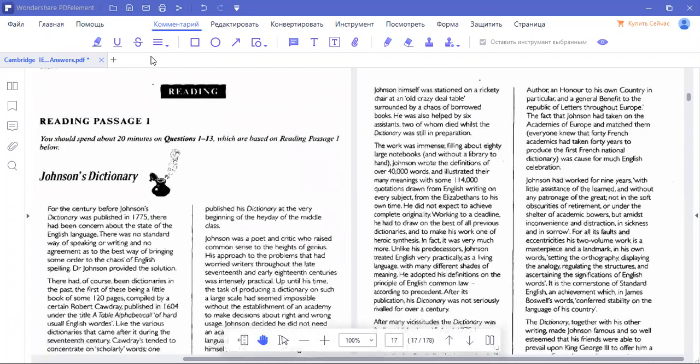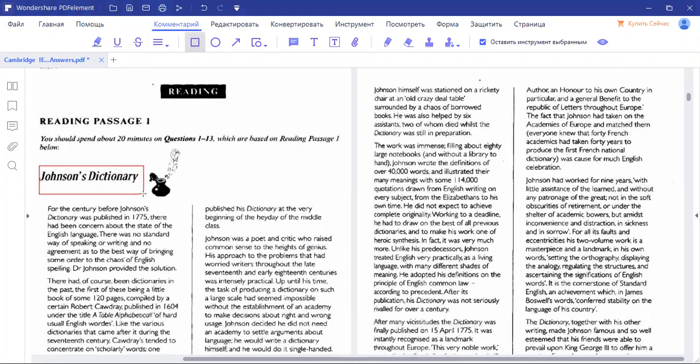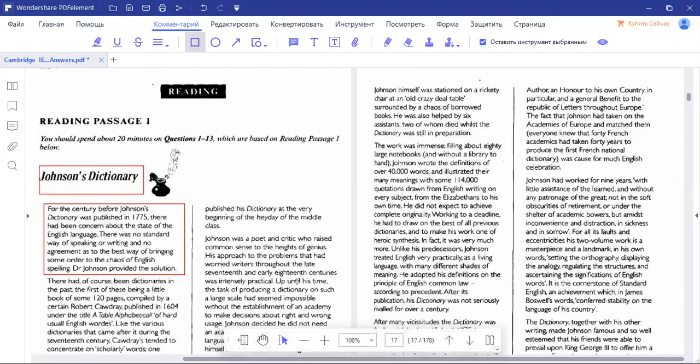As in every single reading passage in IELTS, what you have to focus on first is the title. What is it about? It's about Johnson's dictionary. Let me read a piece of this passage so I can get a general understanding of what I'm going to do with it.